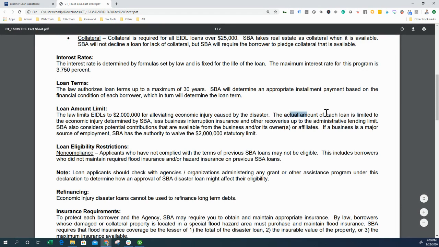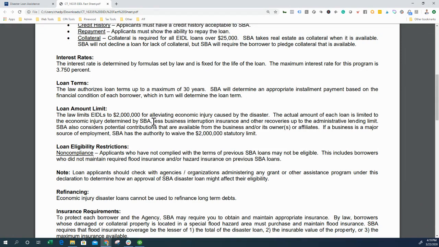So they'll be able to grant you this based on the economic injury determined by the SBA and your materials and the conversations you have with them after you apply.